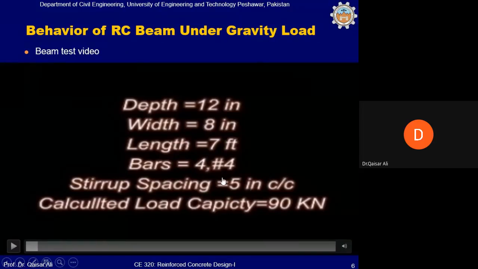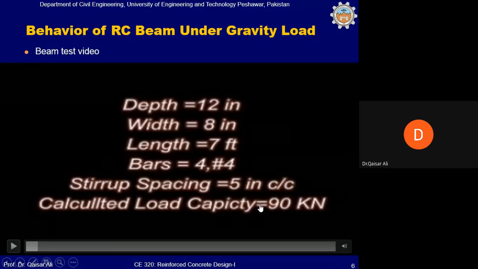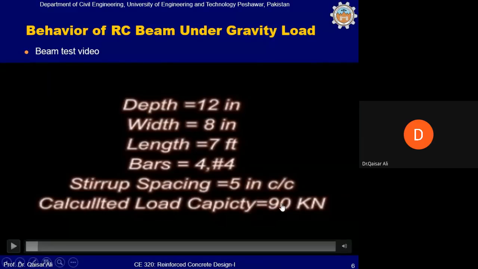And the calculated load capacity according to the ACI code is 90 kilonewton. This is the calculated load capacity. You will be able, after the lecture, to calculate the load capacity according to the ACI code. Okay, one is the capacity as per the equations of the ACI code, but one is the actual load capacity. So this is the calculated load capacity, and the actual load capacity will come from the test.